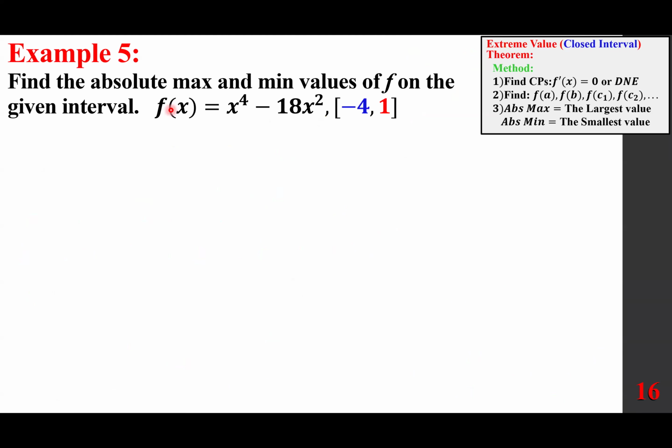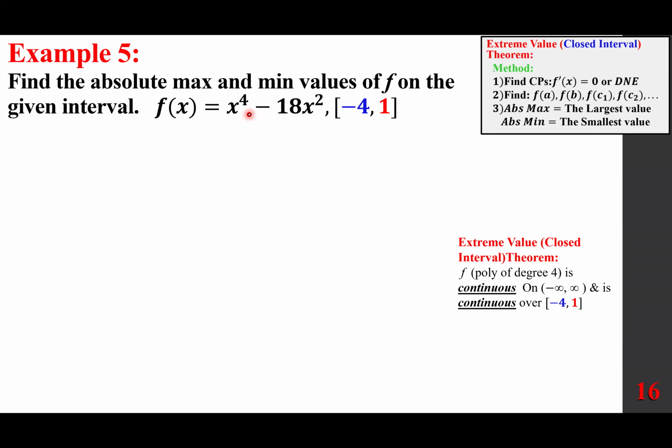We're going to repeat the question for the function. We want to find the absolute max and min for the function f of x equals x to the power of 4 minus 18x squared in the interval of -4 to 1. As you know, this is a polynomial of degree 4 with the domain of all real numbers. So f is a polynomial of degree 4 and is continuous from negative to positive infinity, and therefore is continuous in the given interval of -4 to 1.